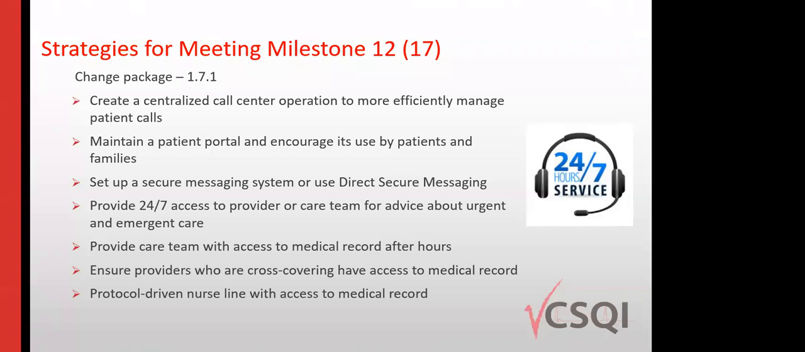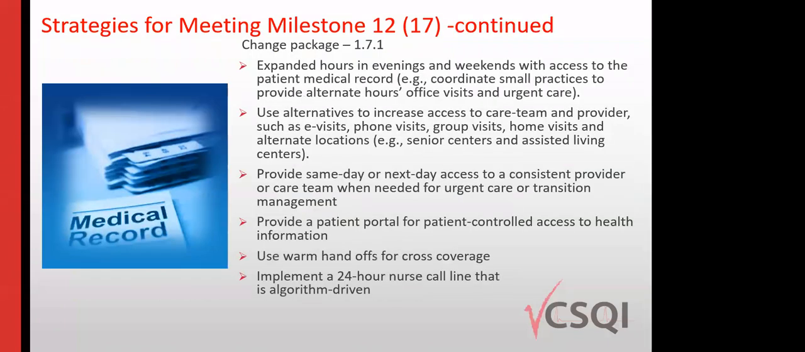Again, there are two parts to that score of 3. Access to the clinician from your practice who has, this is the second part, access to the patient's medical record. Another way to help reach that is to expand hours in the evenings and weekends where there is access to the patient medical record then.